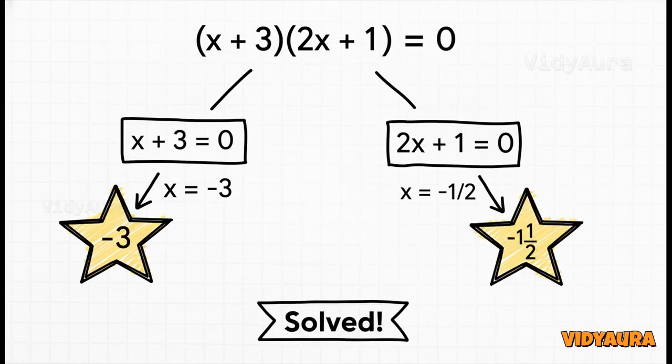Look, we have two things in brackets being multiplied together to equal 0. Now, the only way that can happen in math is if one of those things is 0. So we just take each bracket, set it equal to 0, and solve. And just like that, we have our two solutions, or roots as we call them. Hey, you just solved a quadratic equation using factorization.